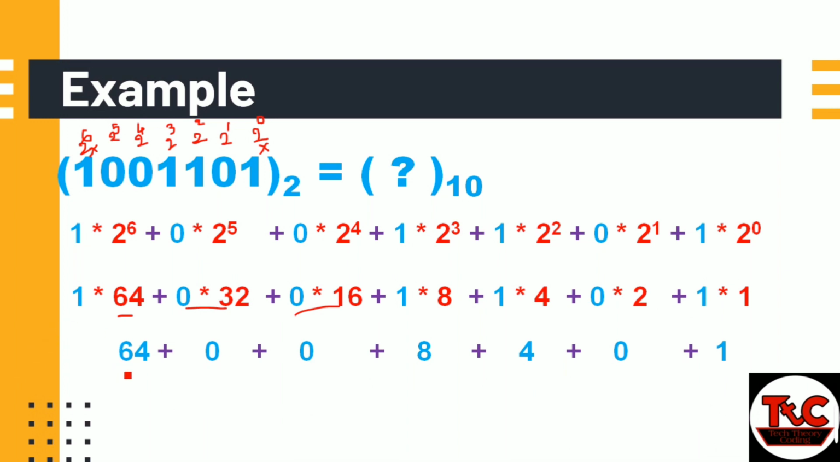From here you will get 64. From here 0, 0, 8, 4, 0 and 1. Add all these values. After adding all these values, you will get the answer 77. So here the decimal equivalent of this given binary number is 77 and you can write this number as 77 base 10.